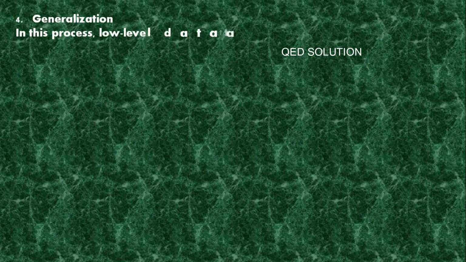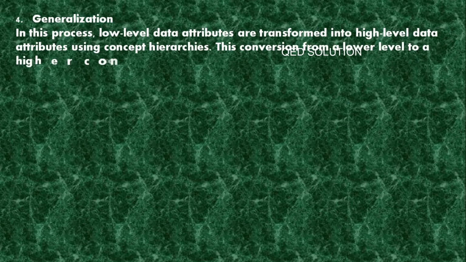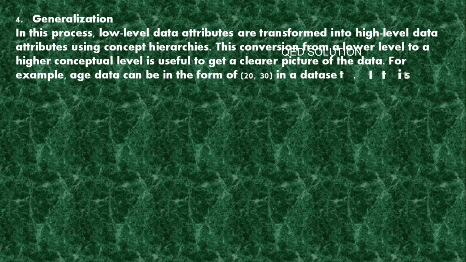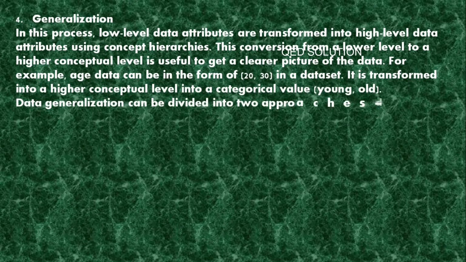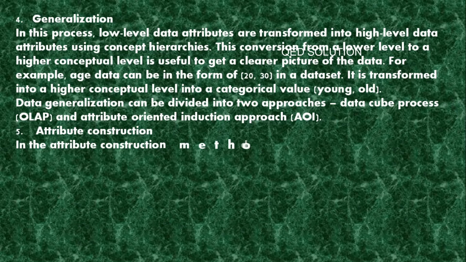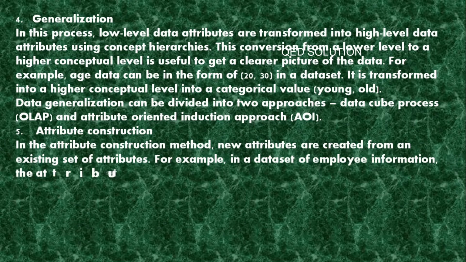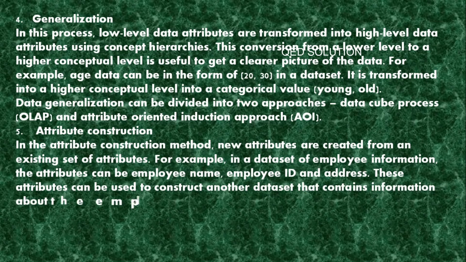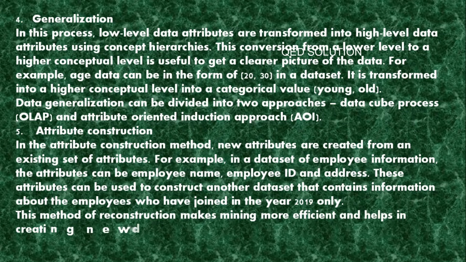4. Generalization. In this process, low-level data attributes are transformed into high-level data attributes using concept hierarchies. This conversion from a lower level to a higher conceptual level is useful to get a clearer picture of the data. For example, age data can be in the form of 20, 30 in a dataset. It is transformed into a higher conceptual level into a categorical value, young, old. Data generalization can be divided into two approaches, data cube process, OLAP, and attribute-oriented induction approach, AOI.